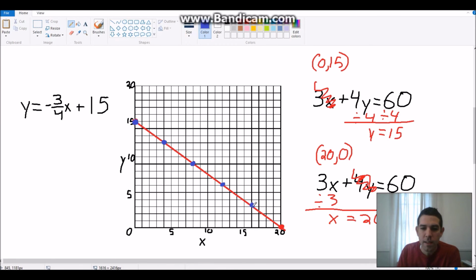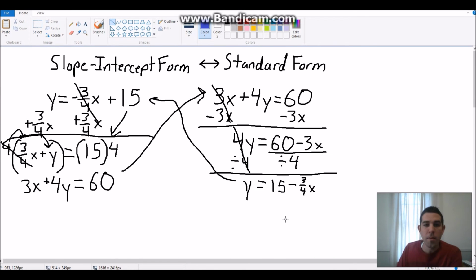So there you have it. These two lines are the exact same. These two equations are the exact same. We have transformed from slope-intercept form to standard form and vice versa, using our good old friend inverse operation. Well, that's it, and I'll see you in class.